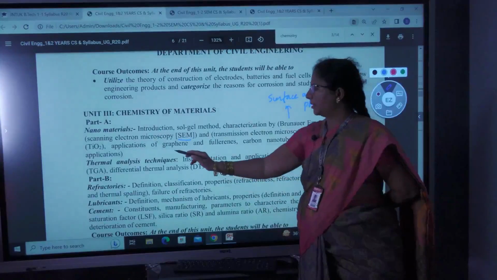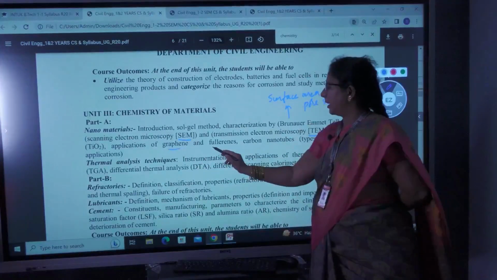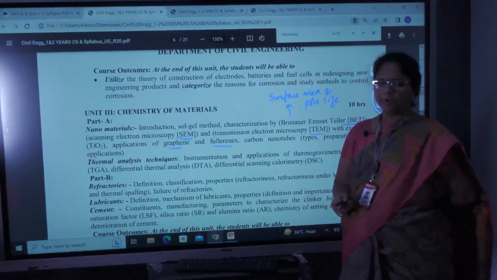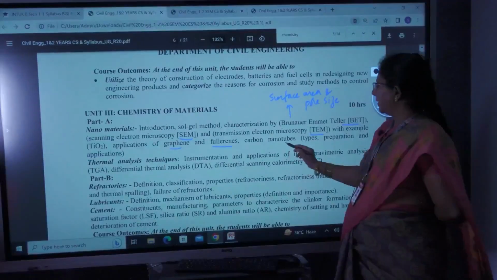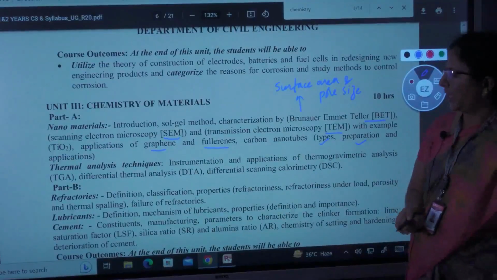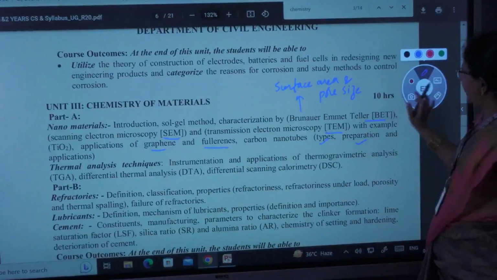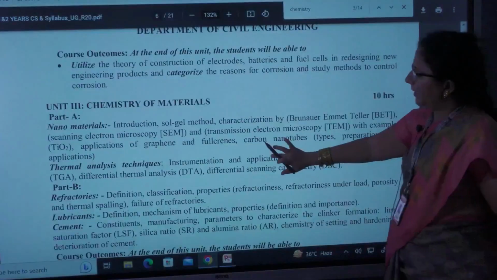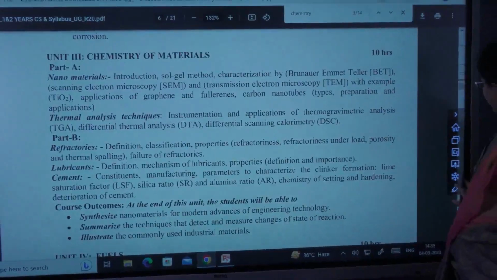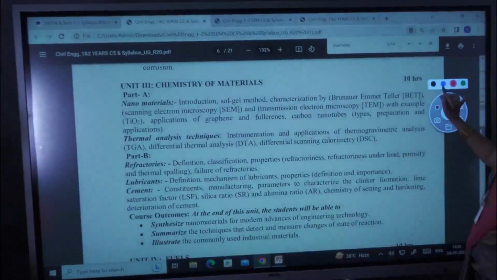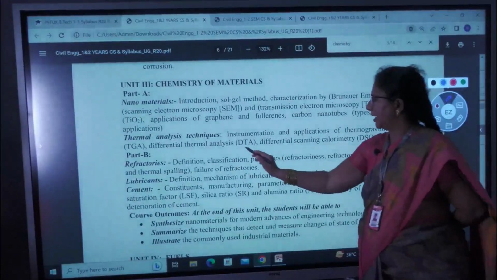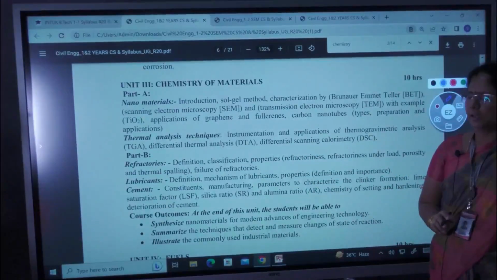After that we will discuss the applications of graphene and fullerenes. Graphene is the basis for carbon nanotubes. So later we will discuss the types of carbon nanotubes, preparation and the applications of carbon nanotubes. And the next one is thermal analysis techniques. In thermal analysis techniques, we will discuss the instrumentation and applications of thermogravimetric analysis, differential thermal analysis, and differential scanning calorimetry.